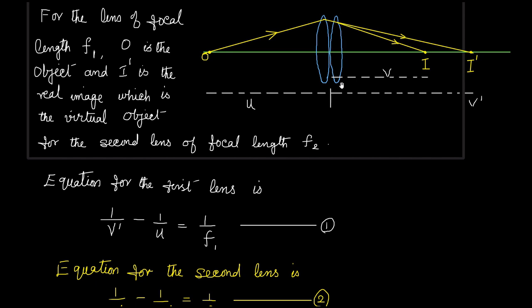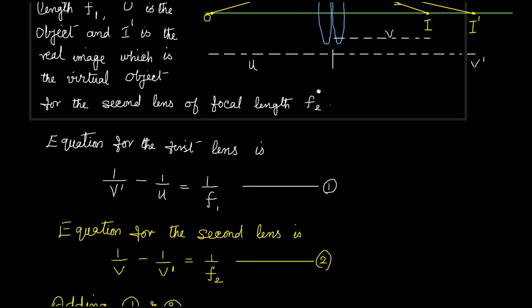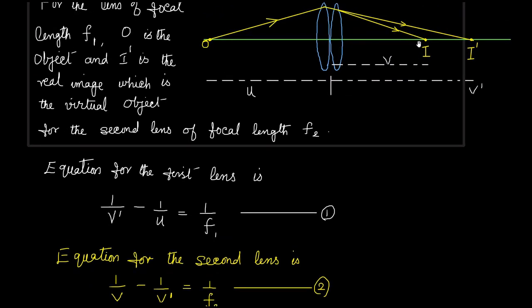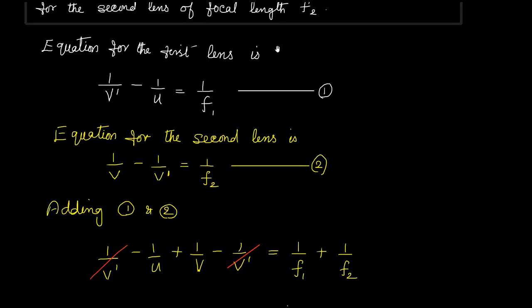For the second lens of focal length f2, the equation is 1 by v minus 1 by v dash equal to 1 by f2, where v is the image distance and v dash is the object distance for the second lens. So let us call these equations as equation number 1 and 2.